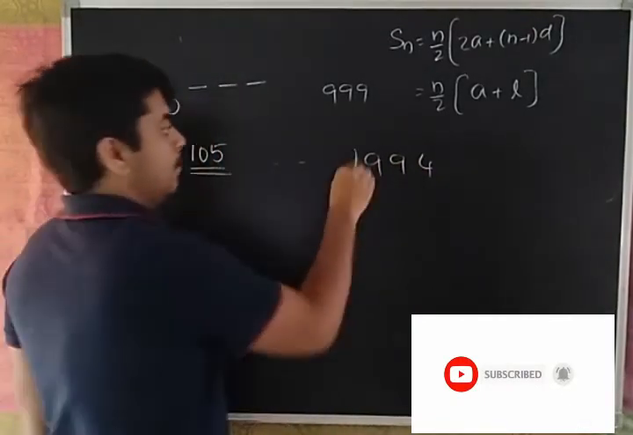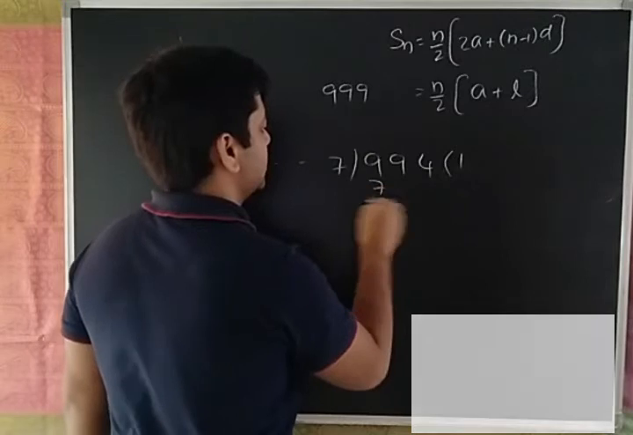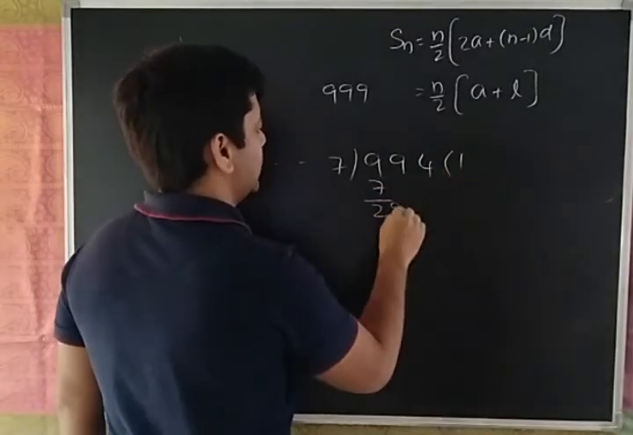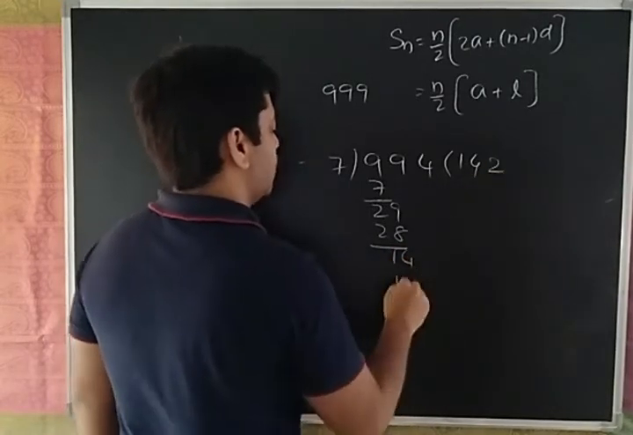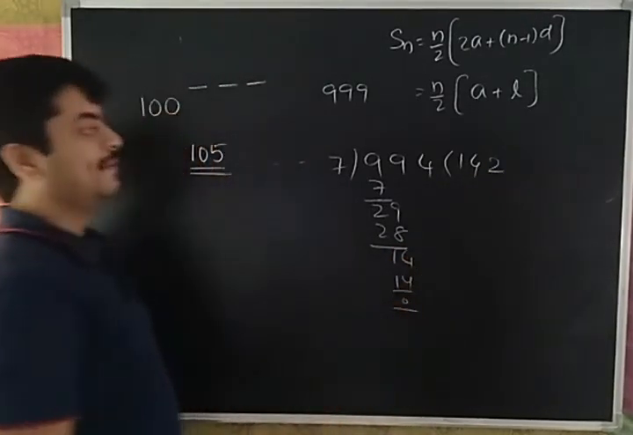994 with 7. 7 1s are 7. This is 2. 7 2s are 14. This is 29. 7 4s are 28. 1 4. Yes, 142 times 7 is 994.